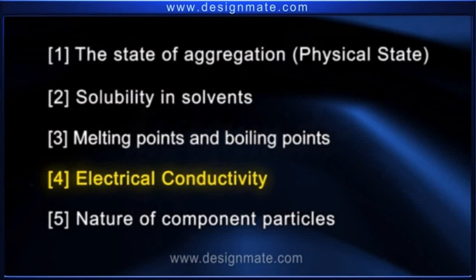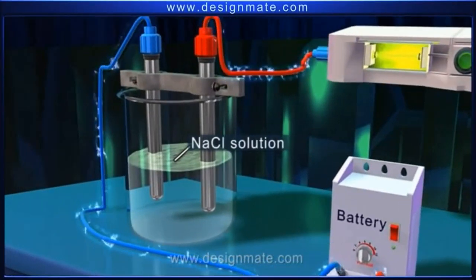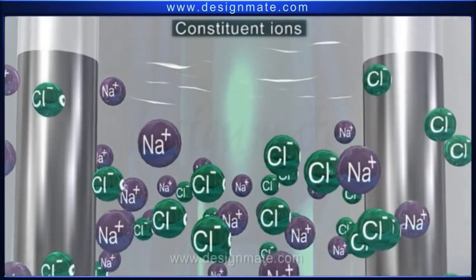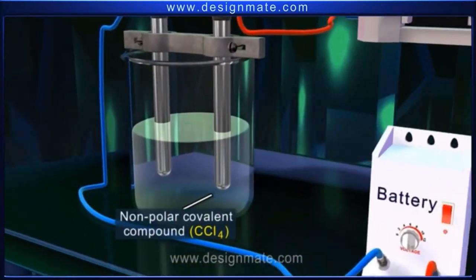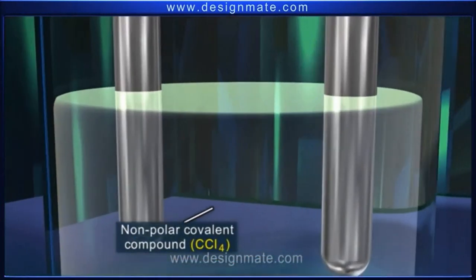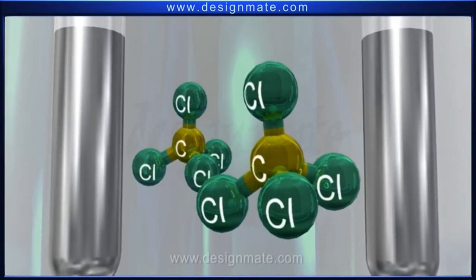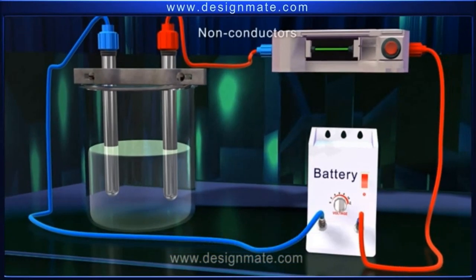4. Electrical conductivity. Ionic compounds conduct electricity when dissolved in water. For example, when NaCl is added to water, it dissociates into its constituent Na+ and Cl- ions, whereas non-polar covalent compounds like carbon tetrachloride do not dissociate into ions. Therefore, they do not conduct electricity and are called non-conductors.